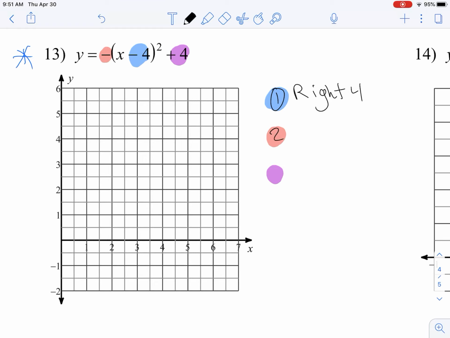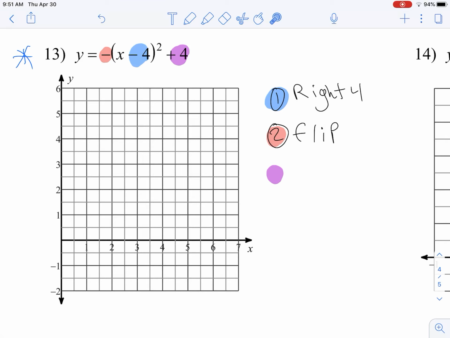My second transformation is a flip. It's an x-axis reflection. We call it a flip. We're going to flip across our x-axis. And then we're moving up 4.